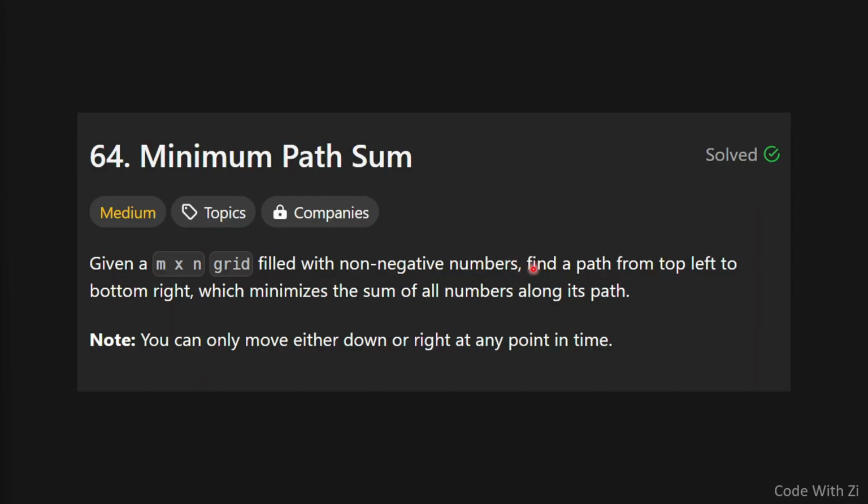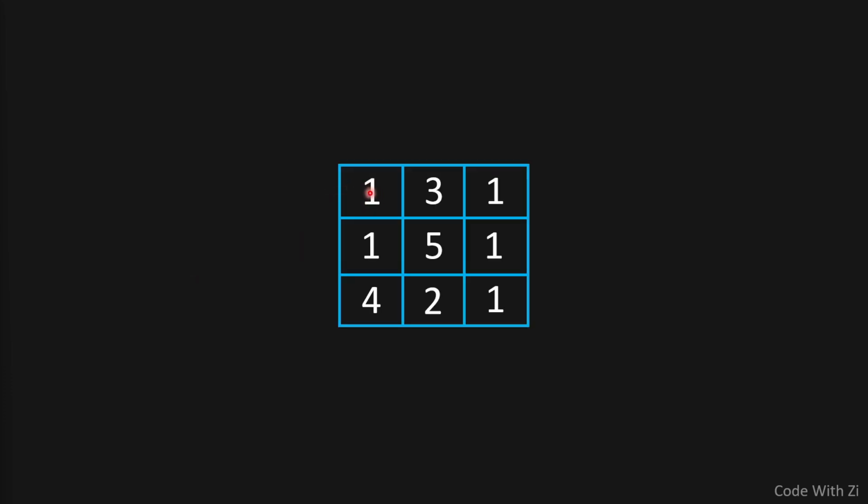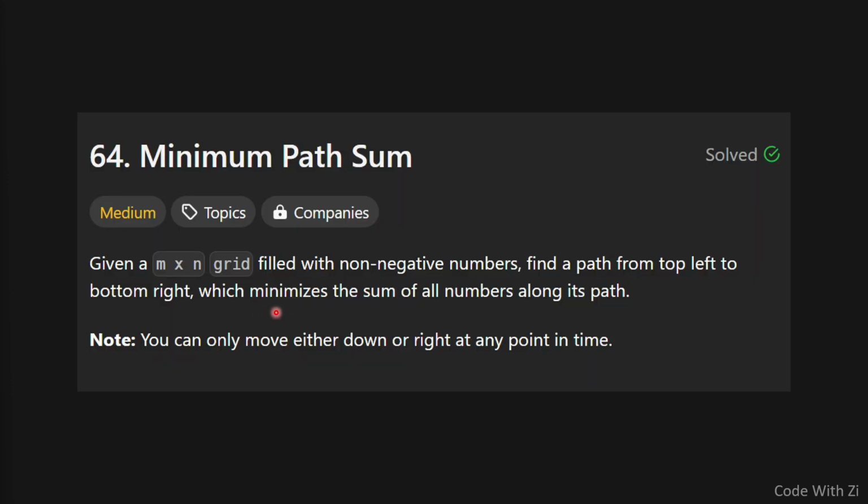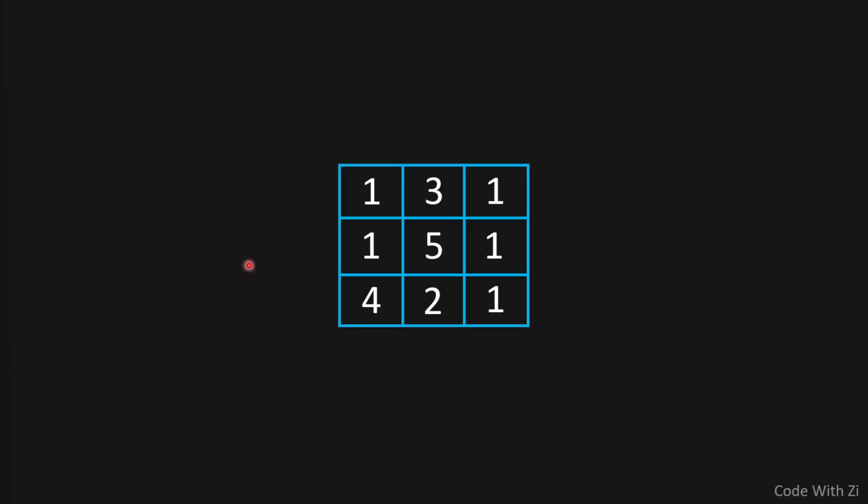And it says we need to find the path from the top left to bottom right. So basically, from here to here. But we have to find the minimum path to go from top left all the way to bottom right. Now, what do I mean by this? Well, if we check, each cell has a number inside of it, and that number basically tells us how much we should add to the sum of our path.